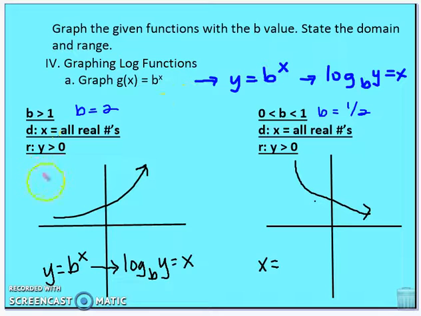All right, so exponential form, graphing log equations, b is greater than 1. In this case, b is 2. You can see that's exponential growth. In this case, we had b is equal to 1/2. These are approximate rough values. We have a decay curve.